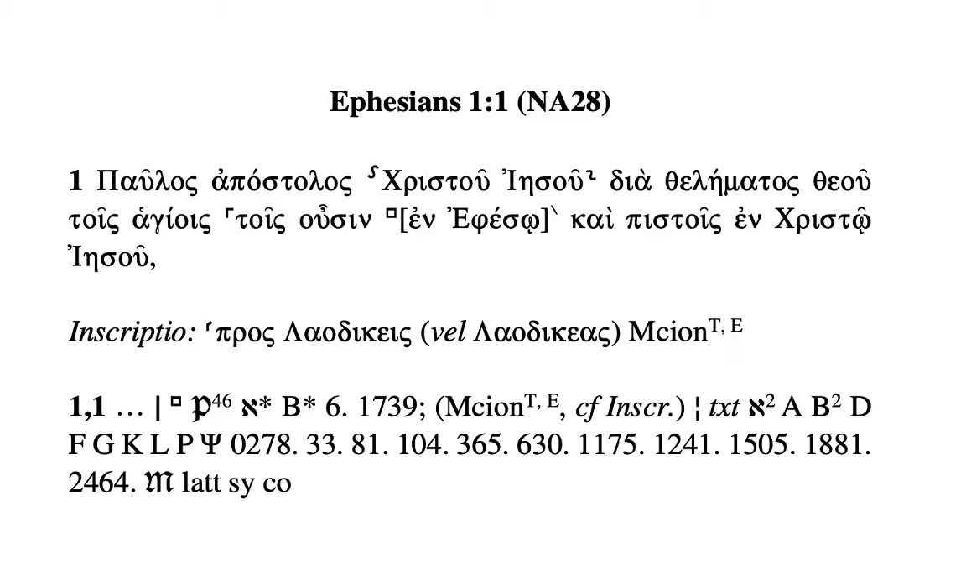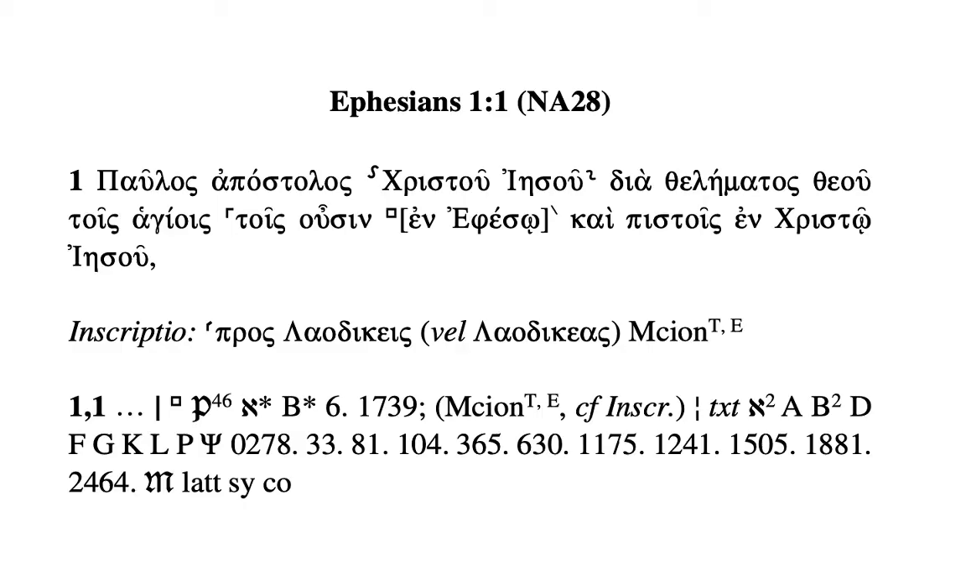One more majuscule is 0278. And then what follows to the end of the line are all minuscules, a whole list of them. On the final line, you get 2464, and then the majority M, which means the great majority of Greek witnesses altogether have ἐν Ἐφέσῳ, or "in Ephesus."